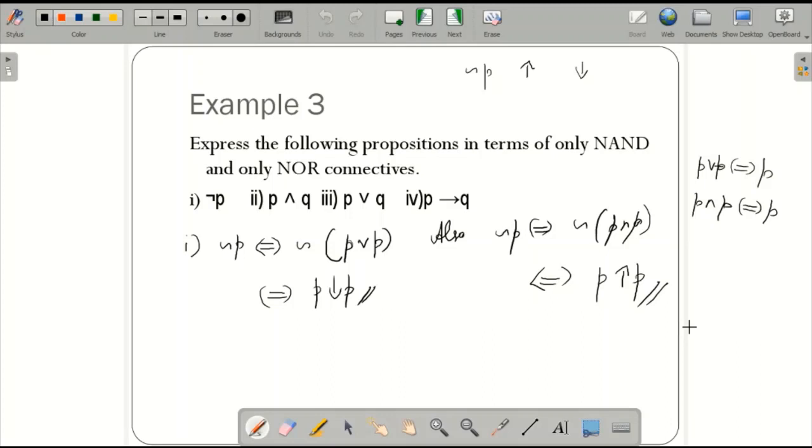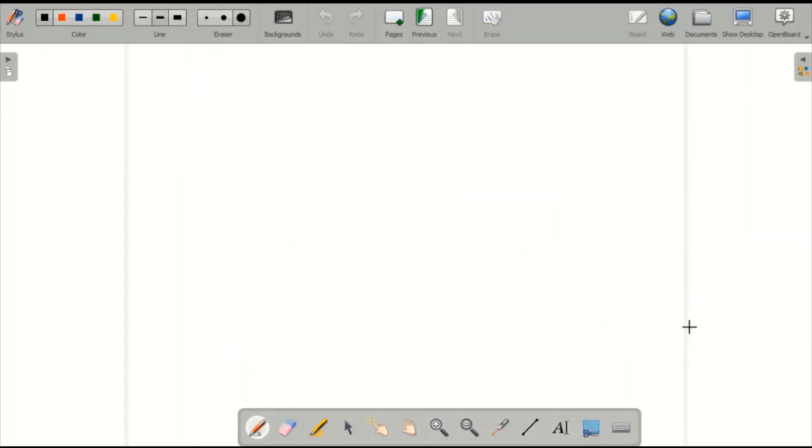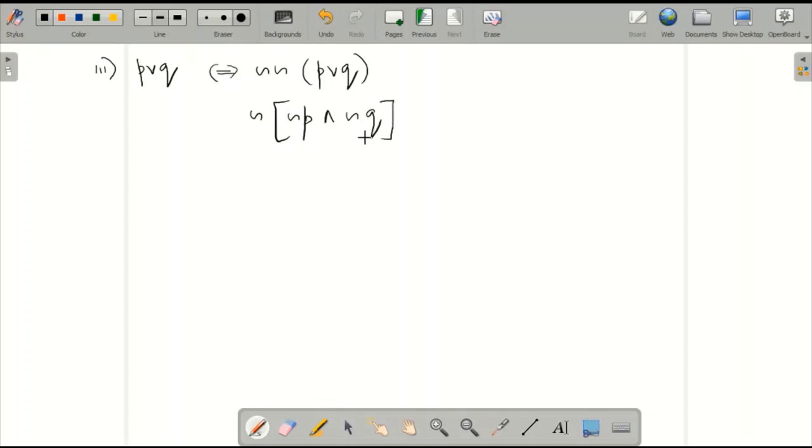Example 2, we solved P and Q. Next we'll solve P or Q. The third one is based on P or Q. So what is P or Q? Similarly, how we did P and Q, P or Q can also be solved by the same concept, that is double negation of P or Q. So apply one negation, keep one out, and apply De Morgan's law. So it will be negation of P and negation of Q.